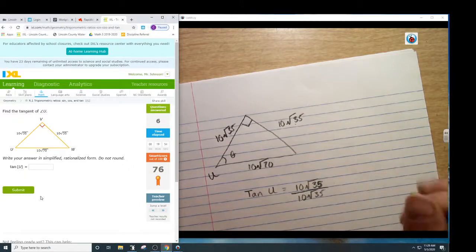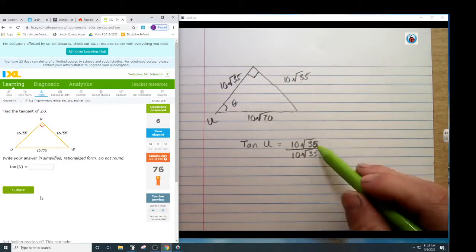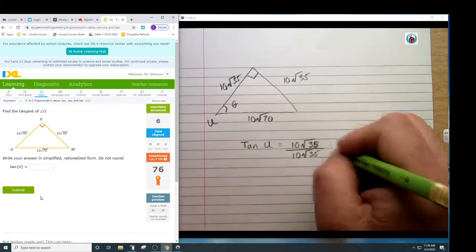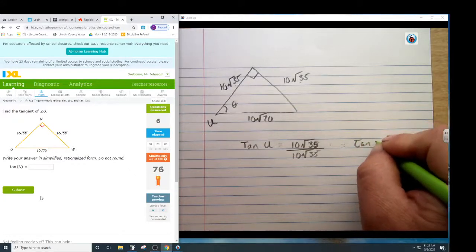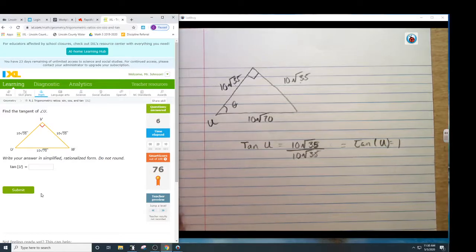Now, guys, think about this. If you've got anything where you got the same something over itself, that's always going to equal 1. So the tan of u is just equal to 1. That's actually a very easy question if you understand trig.